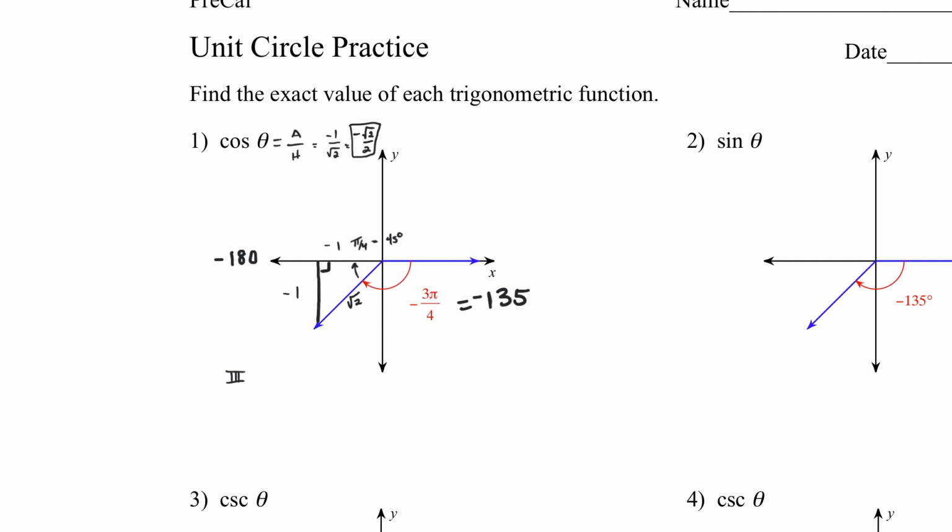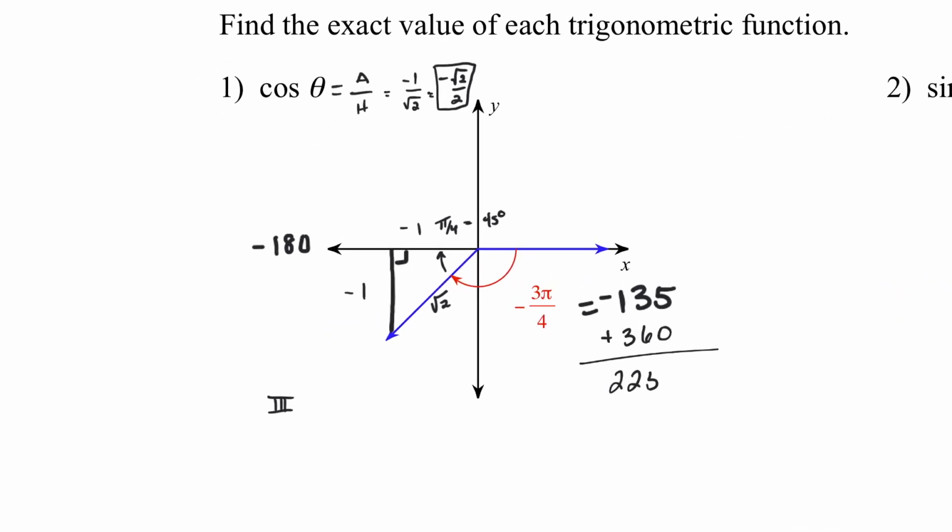Now, another way to do this is to consider taking my angle measure. I can keep it in radians if I needed to, negative 3 pi over 4. But I think most of you really enjoy going back into degrees because it's just more comfortable. I'm going to find a coterminal angle by adding that 360 degrees. Okay, if I add that, it ends up getting 225 degrees.